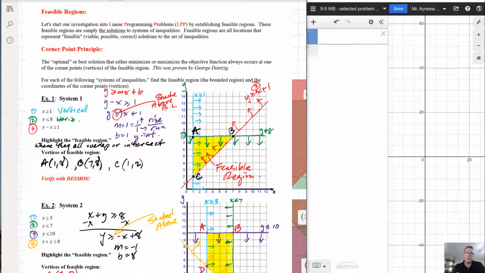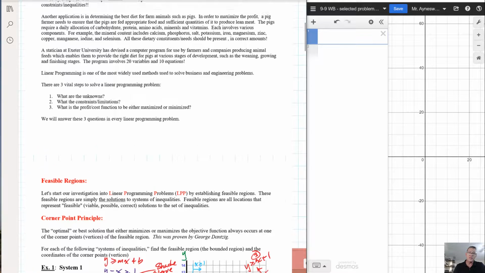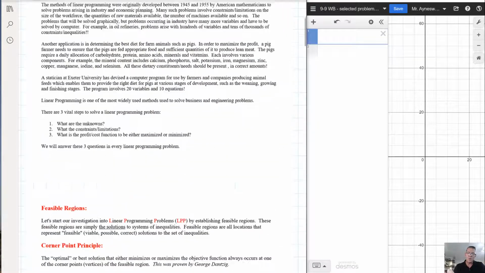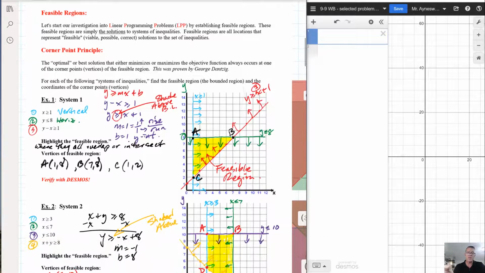And then I also talked about what's called the corner point principle. Like I said before, Dantzig, the founder of this portion of mathematics, stated and proved that the solutions to maximize the profit or minimize the cost always lie on the corner points of the feasible region, which is given by this system of linear inequalities.